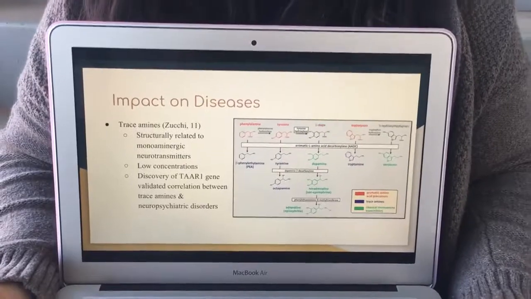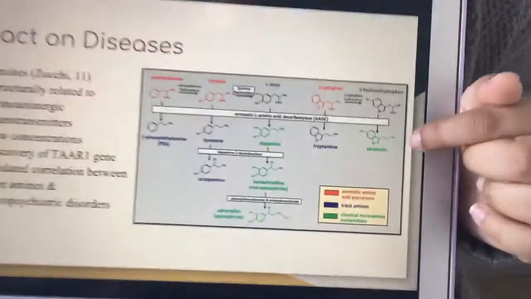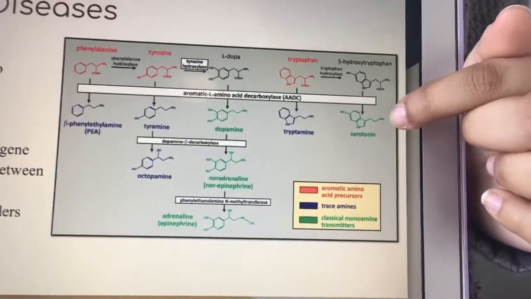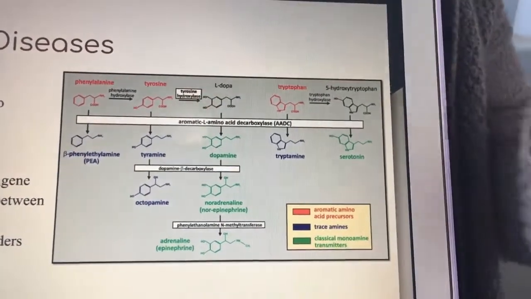Now let's talk about the impact on diseases of the TAAR1 protein. The TAAR1 gene binds to trace amines, and now we're going to explain what trace amines exactly are. Trace amines are highlighted in blue in this diagram, and the structures highlighted in green are monoamine neurotransmitters. And here we can see that their structures are very similar.